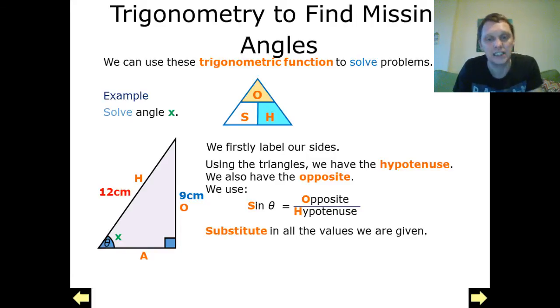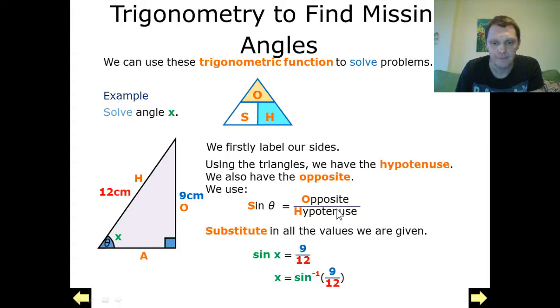So substituting these values in, I've got sine x equals 9 over 12. Now, because I need to work out the angle of x, I'm going to take my sine from the left-hand side to the right-hand side. Of course, taking it from the left-hand side to the right-hand side is going to mean that I'm going to be using its reciprocal.